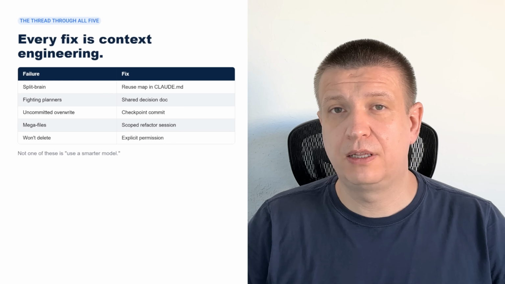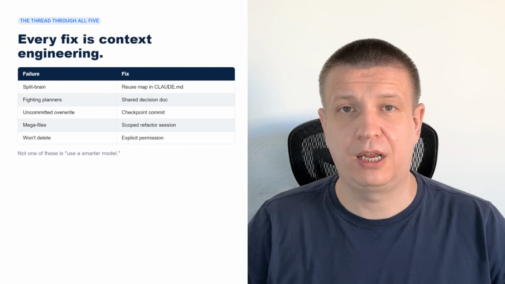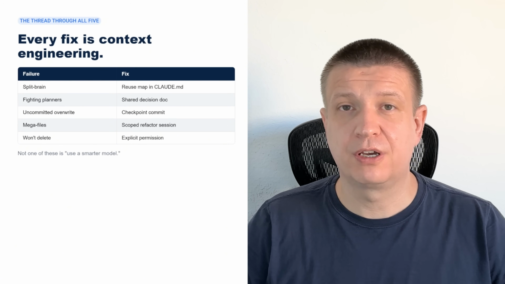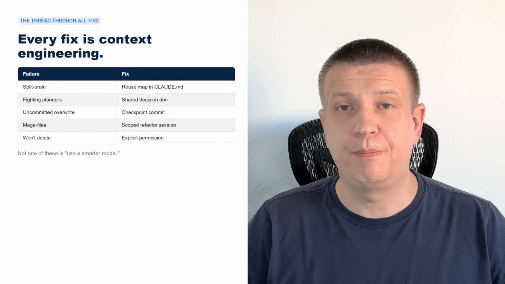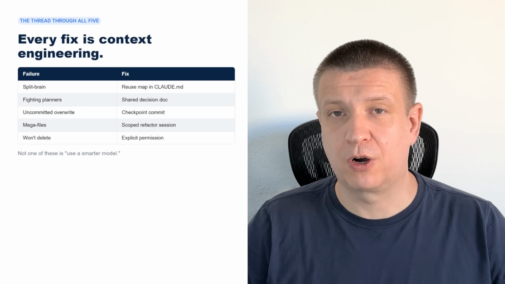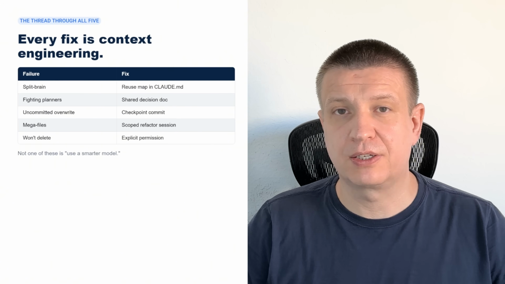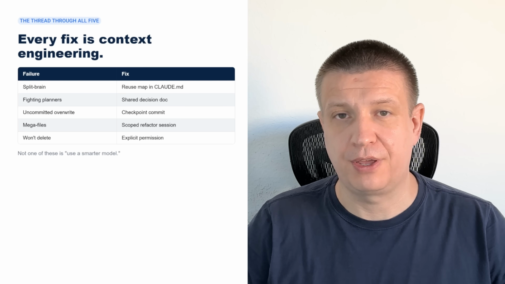Step back and look at the 5 fixes together because they rhyme. Split brain fixed with a prompting and shared map. Fighting planners fixed with a shared decision doc. Override fixed with a commit. Mega files fixed with a scoped refactor session. Won't delete fixed with explicit permission. Not one of those is use a smarter model. Every one is context engineering, deciding what an agent knows, what it's allowed to do, and giving each job a clean session with exactly the right information and nothing else.